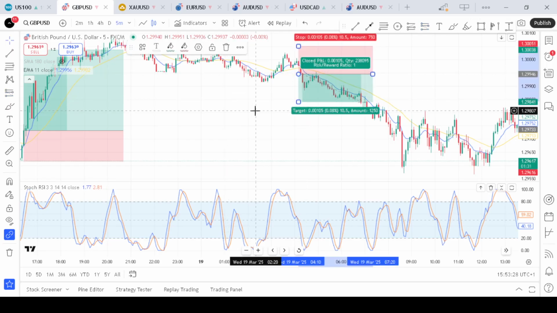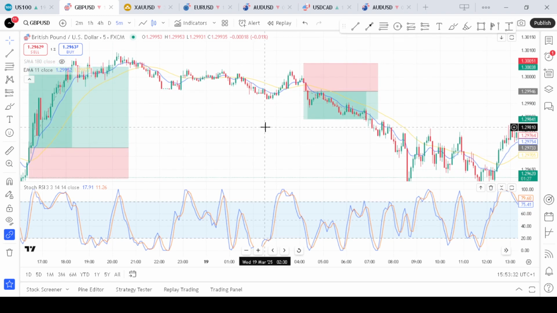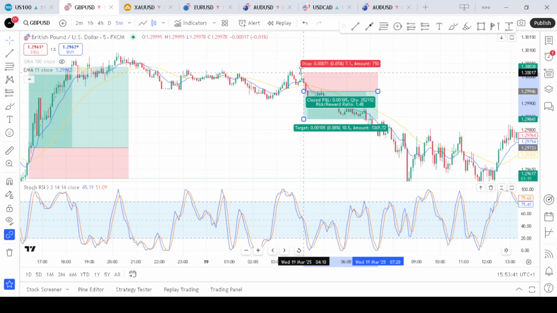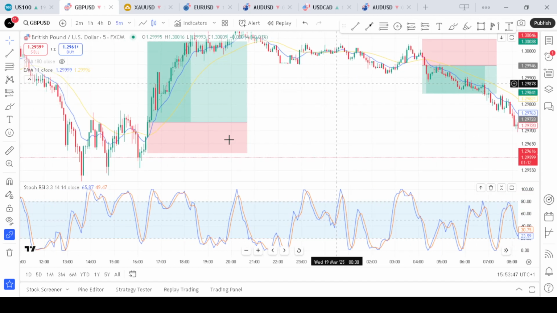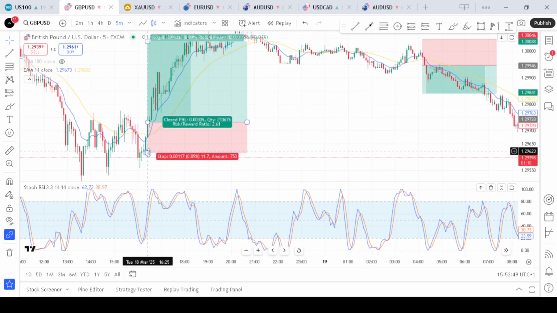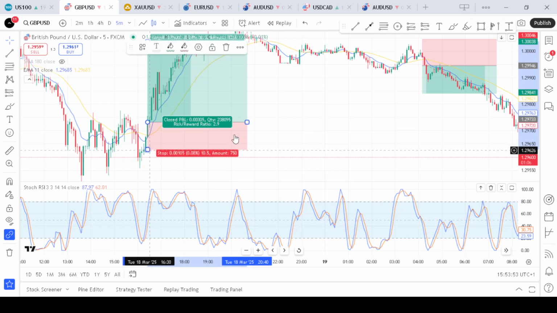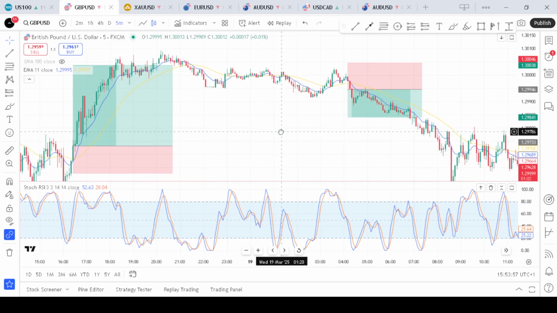Then where do we place our stop loss? Immediately after entering the trade, you set your stop loss. For a short position, you set your stop loss 5 to 10 pips away from your entry. So I will set it at 10 pips away from my entry. This is 10 pips. For a buy position, you set it 10 pips below your entry. So setting it at 10 pips below our entry. This is how you set your stop loss since we are scalping.